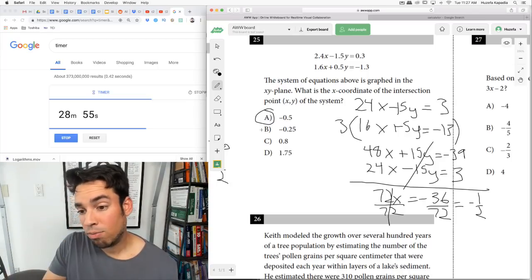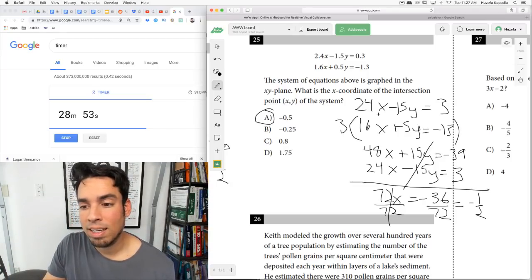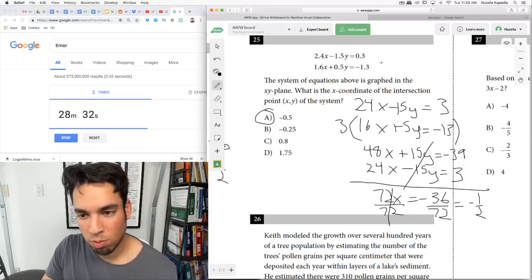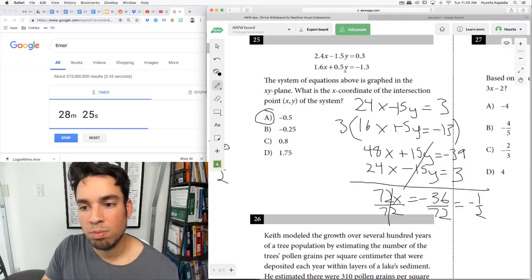Now, just to be safe, I could plug that in. So y should be negative 1. So negative 1.2 plus 1.5 is 0.3. It works there. Negative 0.5, negative 0.8. I'm just verifying. Negative 0.8 minus 0.5 is negative 1.3. It works.